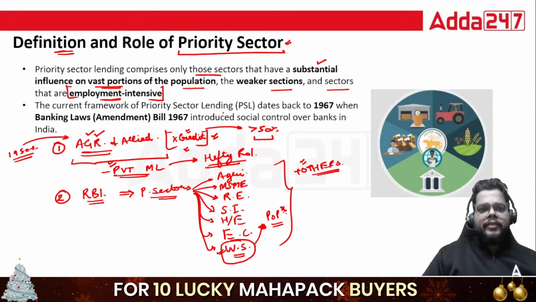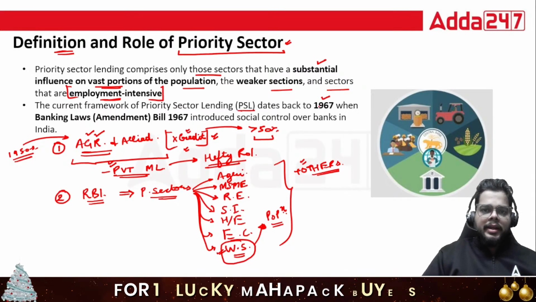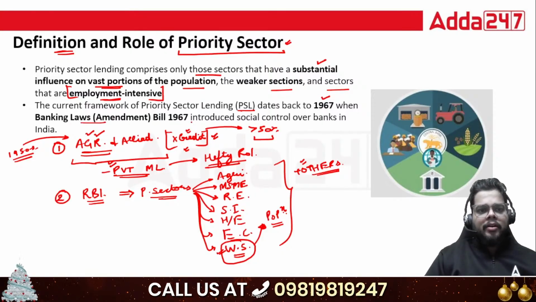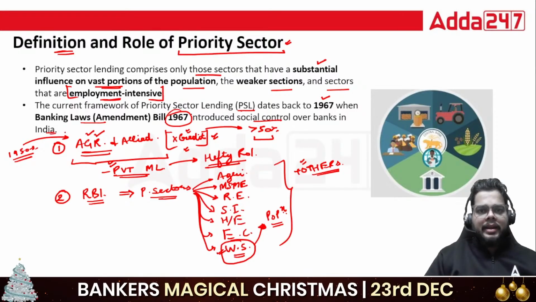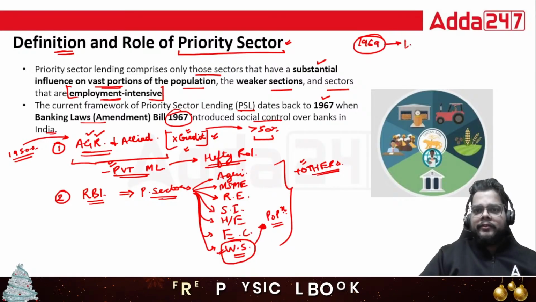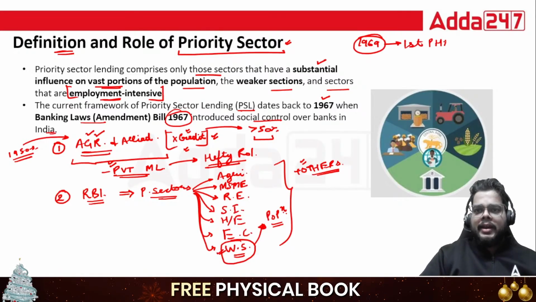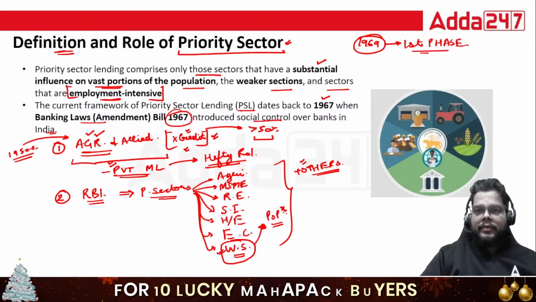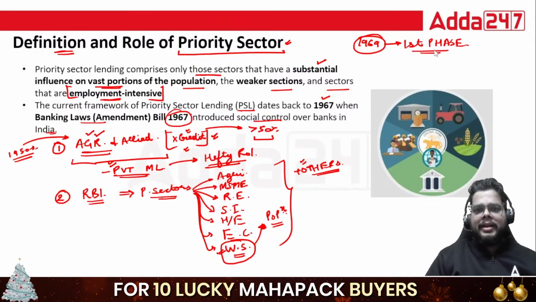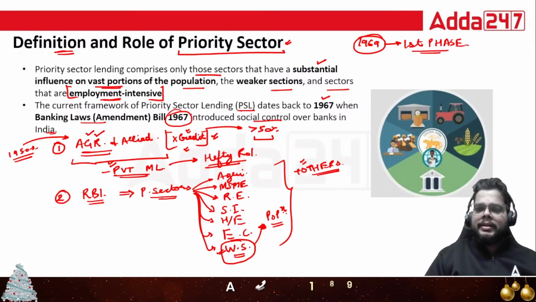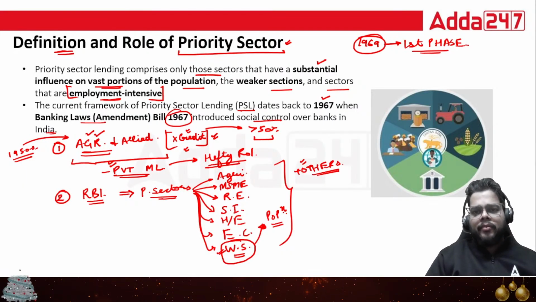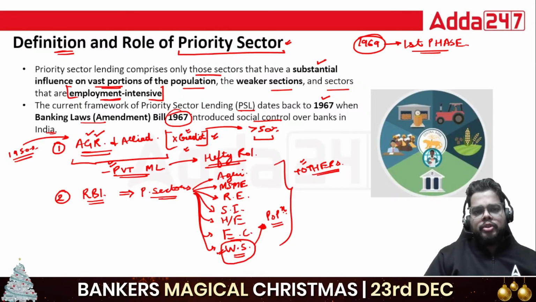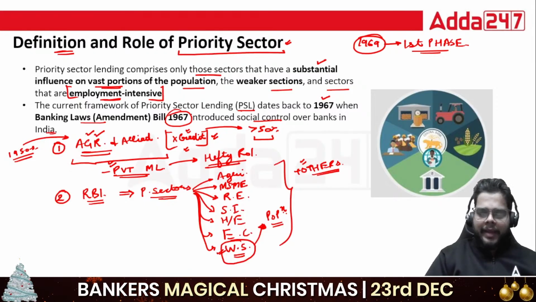The current framework of PSL dates back to 1967, when the Banking Laws Amendment Bill 1967 introduced social control over banks in India. You must be knowing that 1969 was the year when the first phase of nationalization of banks occurred. So roughly in 1965, or for that matter the late 1960s, was a time period where the government was very serious about social control over the banks.